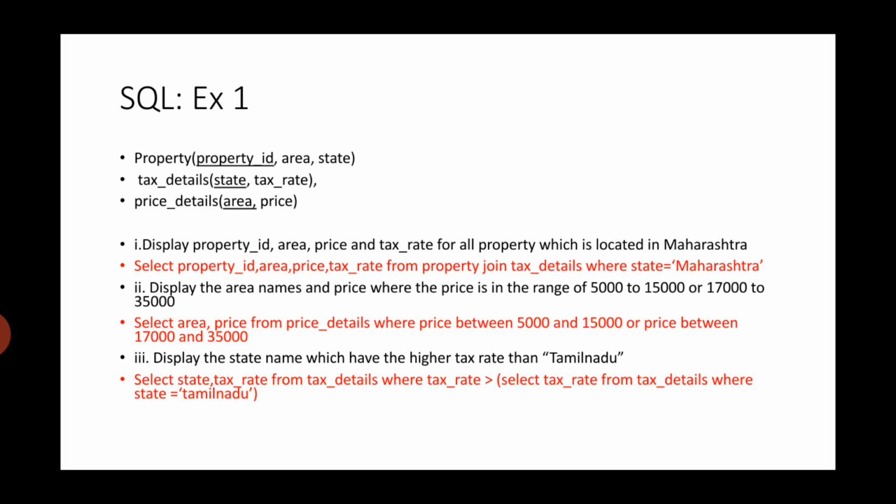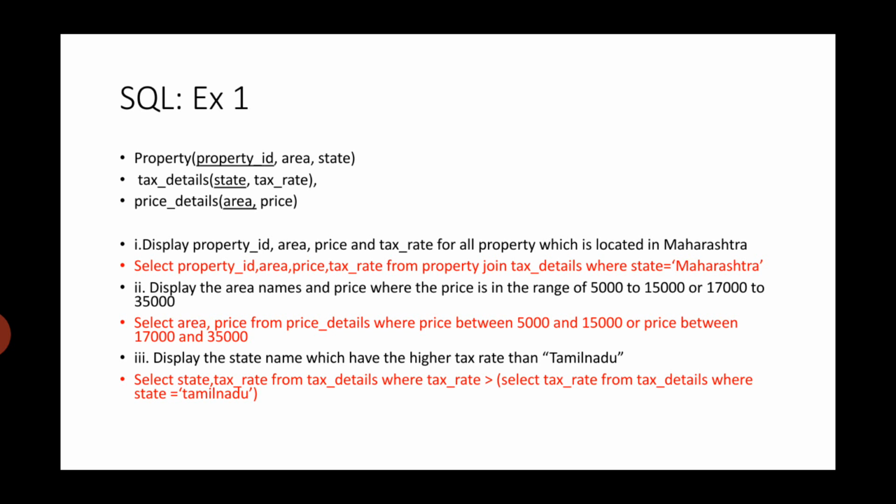The next question is, display the area names and price where the price is in the range of 5,000 to 15,000 or 17,000 to 35,000. There are two different values given, and in between the OR keyword has been there. That means if it falls under 5,000 to 15,000, that's also considerable, or it may come under the range of 17,000 to 35,000 price value. So obviously we need to select from the price table.